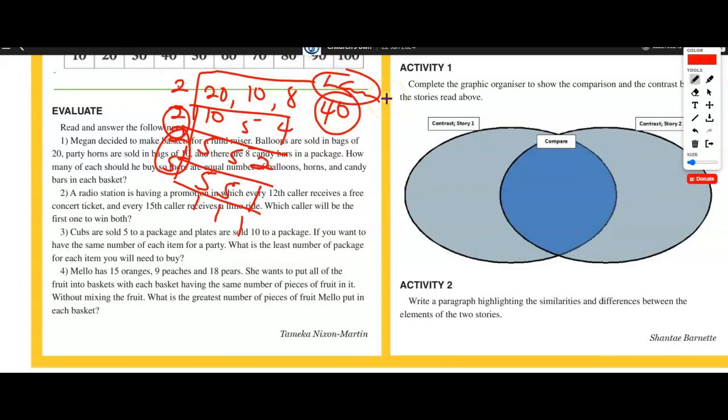Now, what does that mean? It means then that she should buy 2 bags of balloons if they are sold with 20 each, so she'll have 40 balloons. 4 bags of party horns, because they are sold in packets of 10, right? And she should buy 5 packages of candy bars because those are sold in packages of 8, and 5 eights would give you 40. This way, each basket can have 40 balloons, 40 party horns, and 40 candy bars. All right.